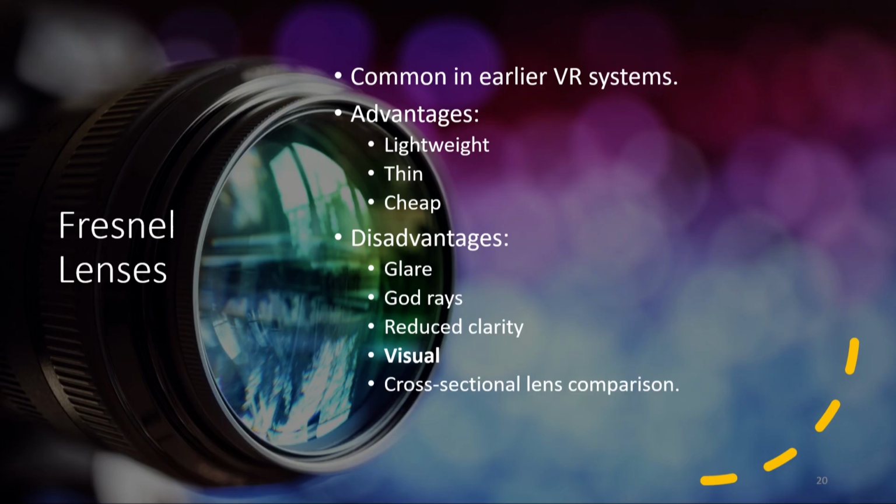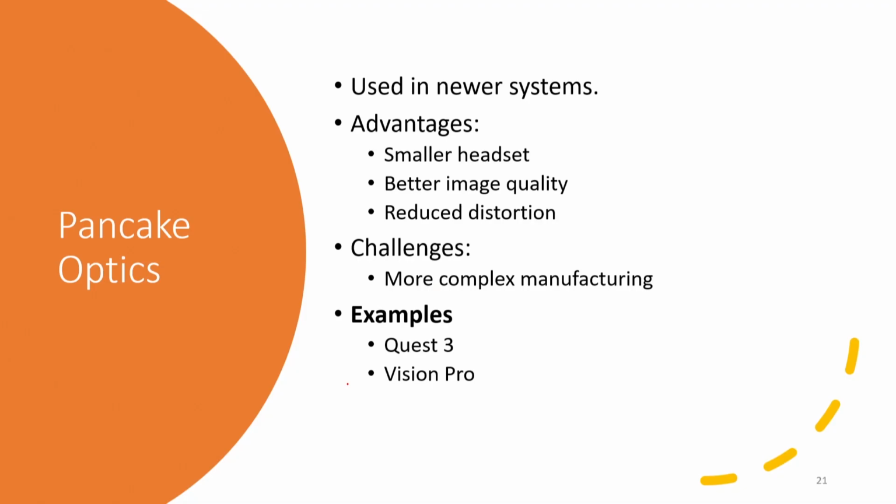In earlier VR systems, we typically used Fresnel lenses. These had the advantages that they were lightweight, thin and cheap, but they came with some disadvantages as well. Usually there was glare in such lenses, you could see some god rays which were not realistic. Clarity was not that good with such lenses. So, really you need to think about which lens to use, so that you can overcome these sorts of disadvantages.